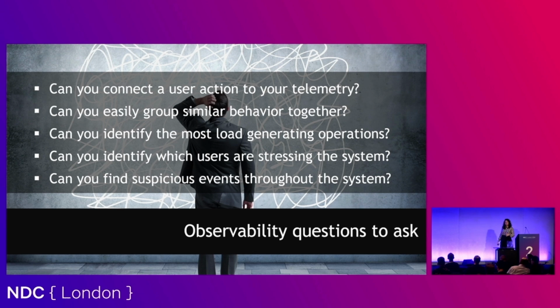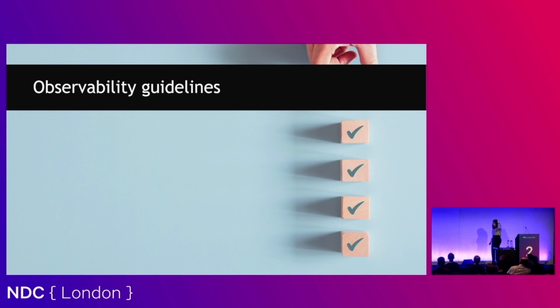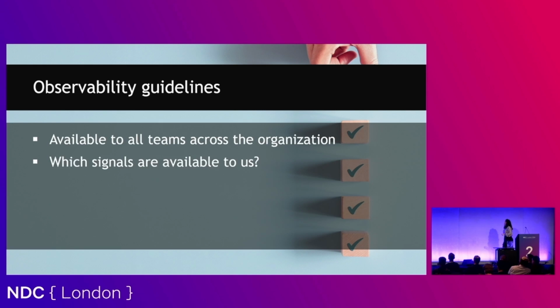And that can then feed into what I like to call observability guidelines, right? Now, these guidelines should be then again available to every team across the organization so that you get the same quality of instrumentation independent of the team who worked on it. So one of the things to include there is which signals are available to us, right? Like I said, you don't want one team in the wild to start introducing something that then nobody's ever going to look at. We need to have that communication.